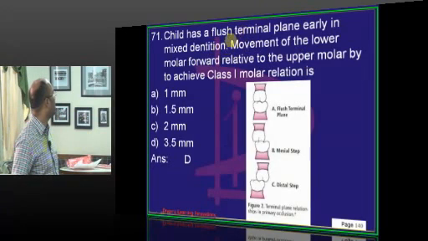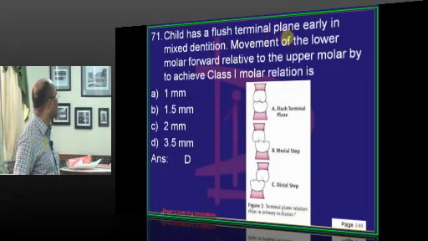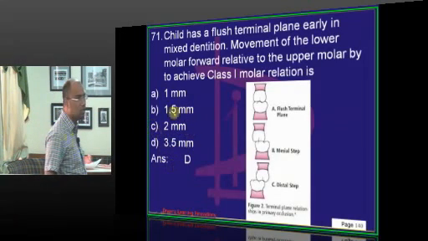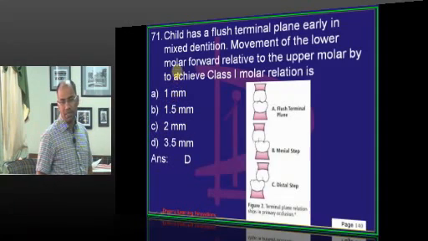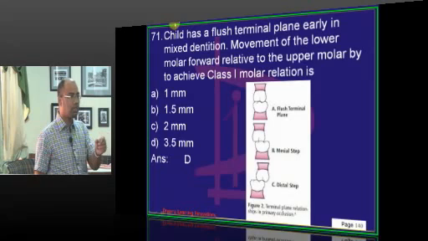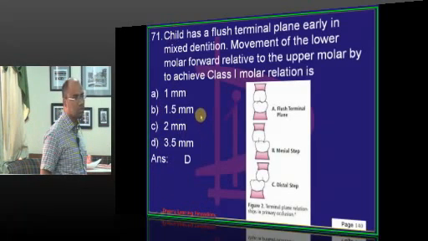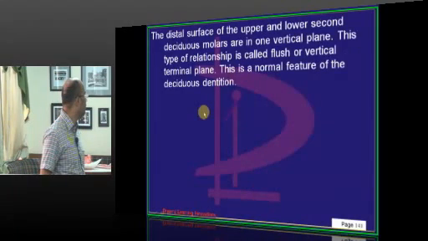Child has a flush terminal plane early in mixed dentition. Movement of the lower molar forward relative to the upper molar to achieve class 1 is by approximately how much? The lower molar has to move forward by around 3.4 millimeters. The leeway space is 3.4, isn't it? So one cusp is approximately around 4 millimeters. So that is 3.5 millimeters.